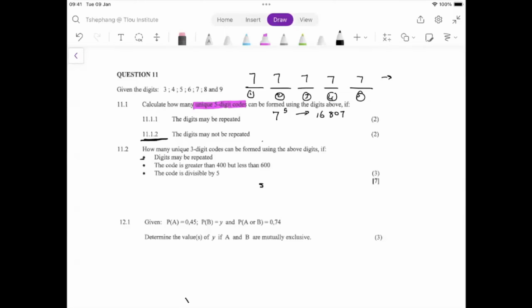Okay, we're getting 2520. Okay, why is it 2520? So 5 options still: 7, 6, 5, 4, and a 3. And that you just multiply, and that will give you the 2520.